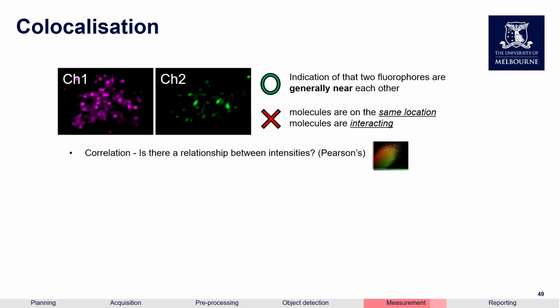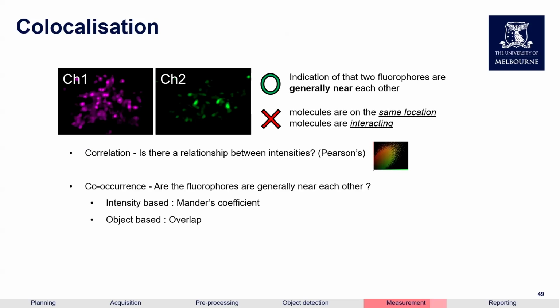We can measure the correlation between channel intensities using Pearson's coefficient. So it's more asking whether, if the green is brighter, the red is brighter. It's looking at those correlations. Or we can also measure the co-occurrence using Manders' coefficients. So it's looking at each pixel and whether those two pixels overlap or not. Or we can also measure the object-based overlap, where it doesn't have to be pixel by pixel, but more object by object.